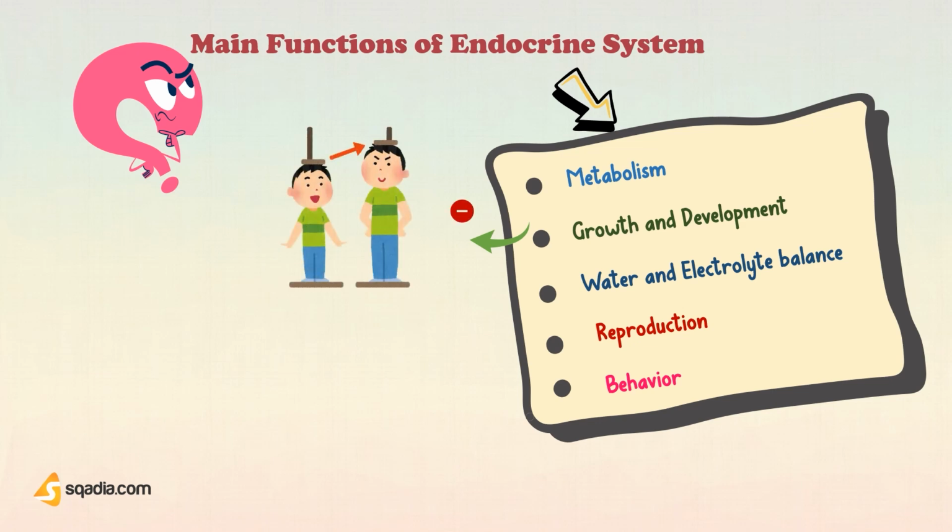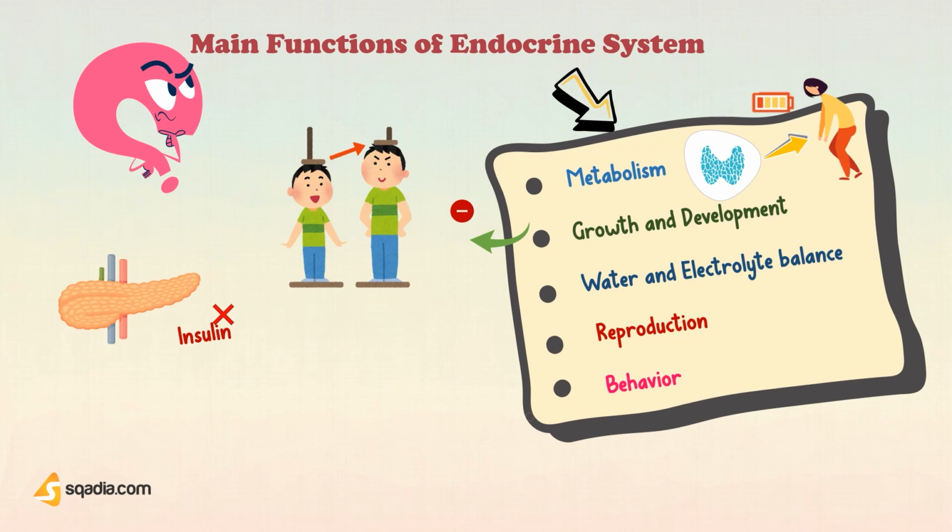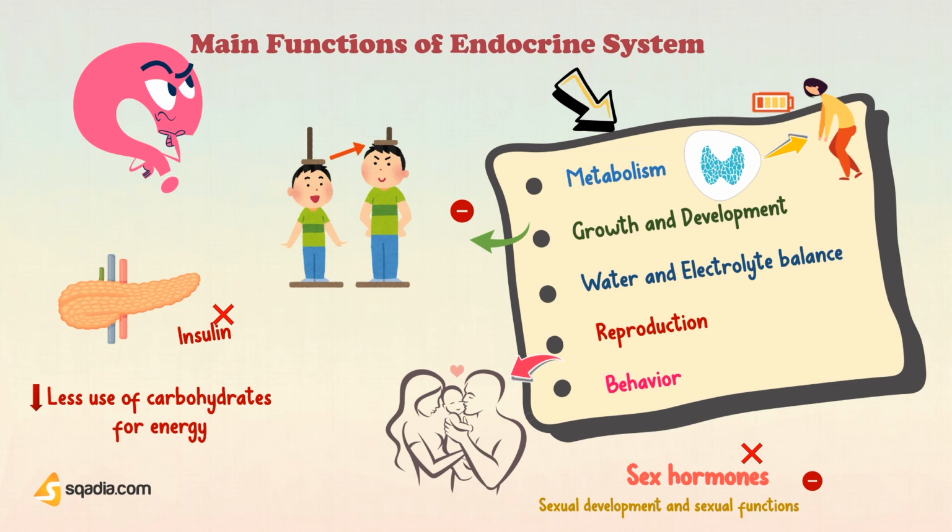Without thyroxine and triiodothyronine from the thyroid gland, almost all the chemical reactions of the body would become sluggish, and the person would become sluggish as well. Without insulin from the pancreas, the body's cells could use little of the food carbohydrates for energy. And without the sex hormones, sexual development and sexual functions would be absent. This was all about this section.